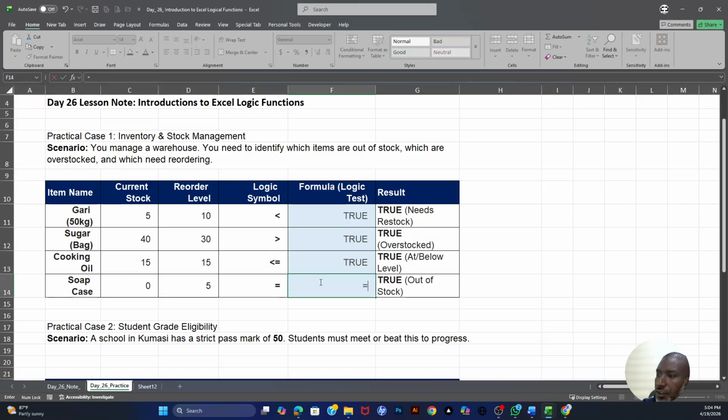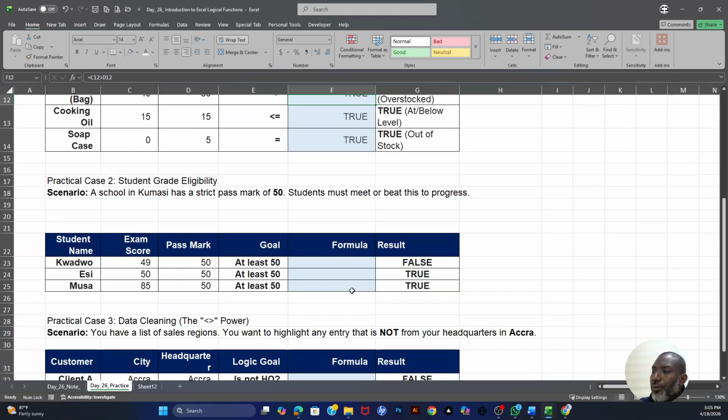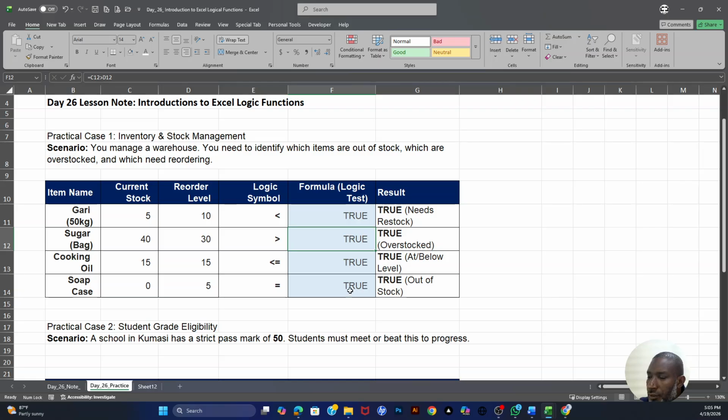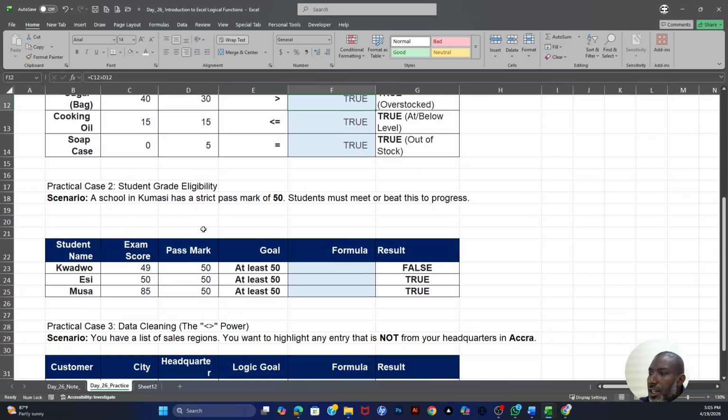And this one is equal to, the first cell should be equal to 0. If it is equal to 0, that means that our current stock is out of stock. So we had true and it's out of stock. So these are how these logics are done. And remember, all cases that we've done here represent a logic, and the logic can either turn true or false. In this case, all the logic has turned out to be true. Let's look at the other one.